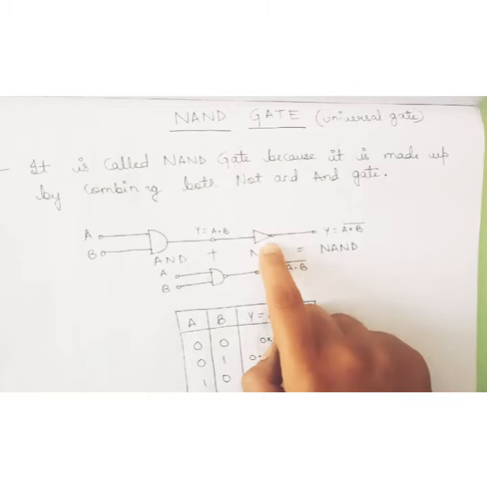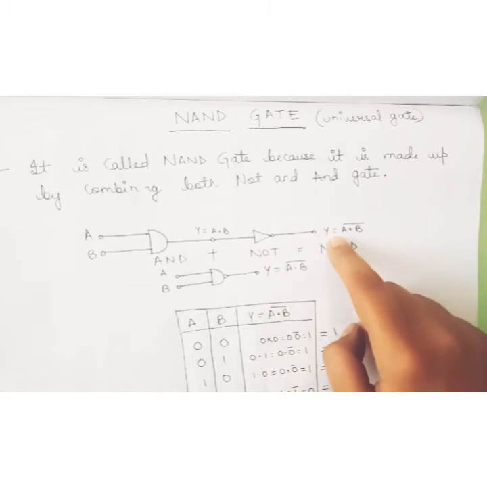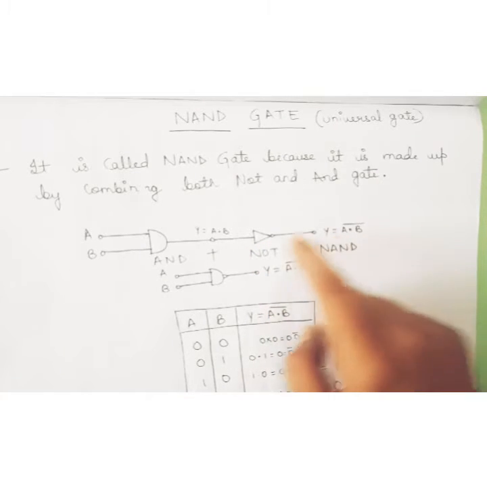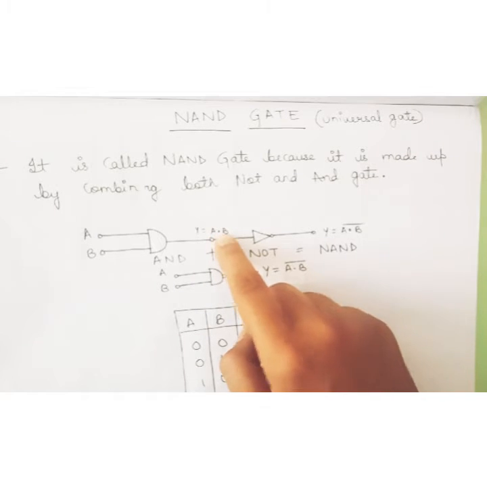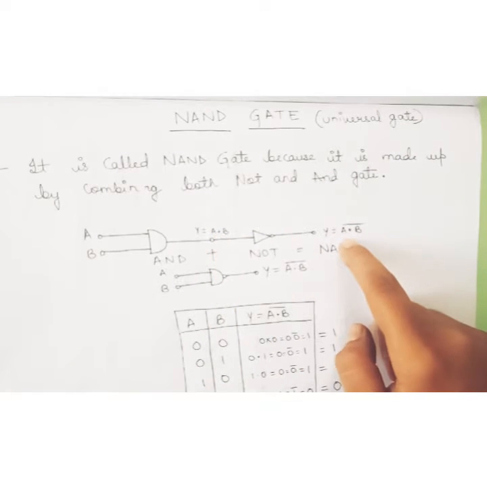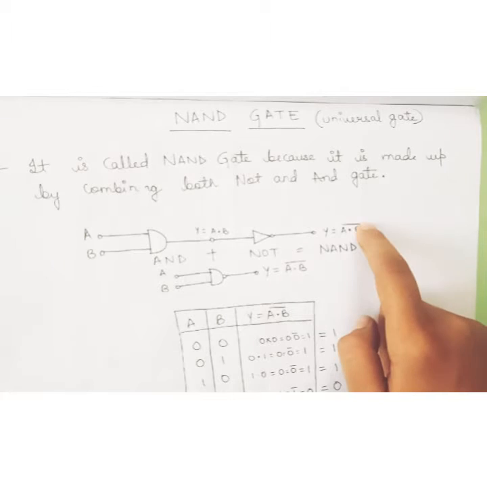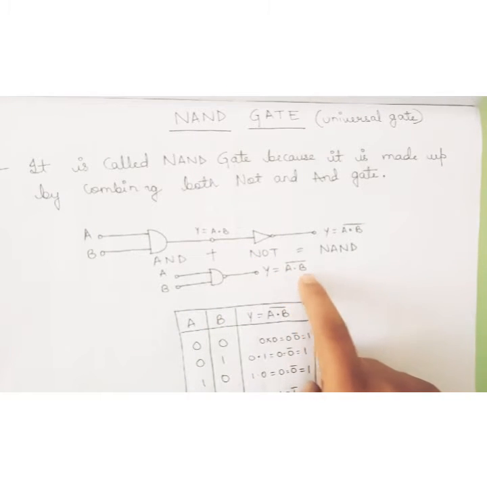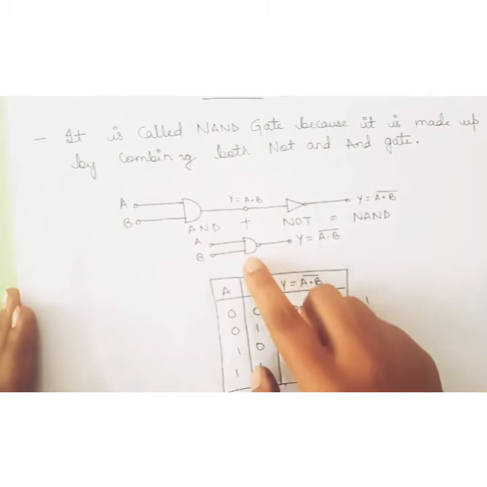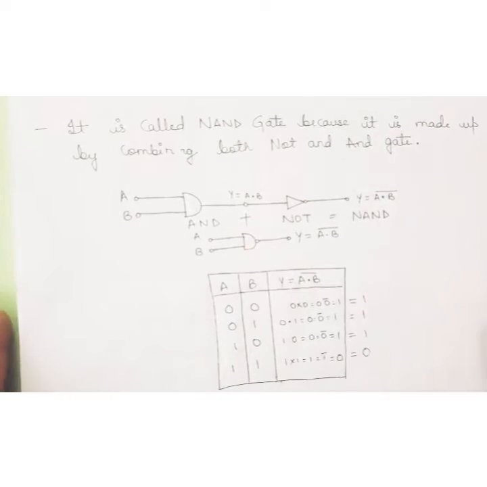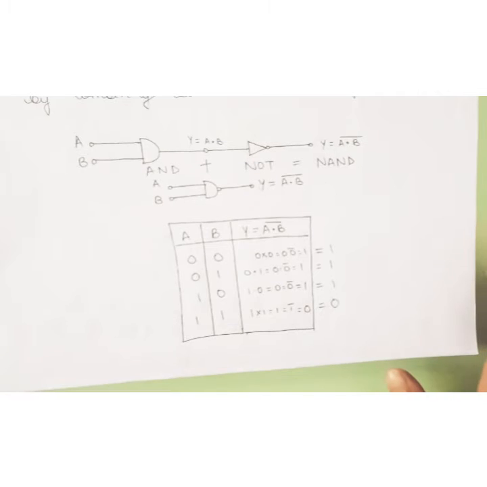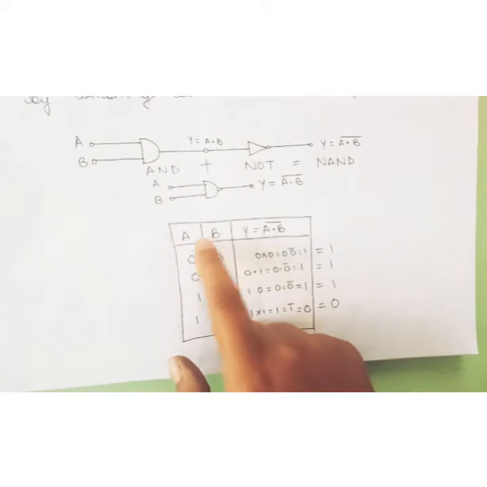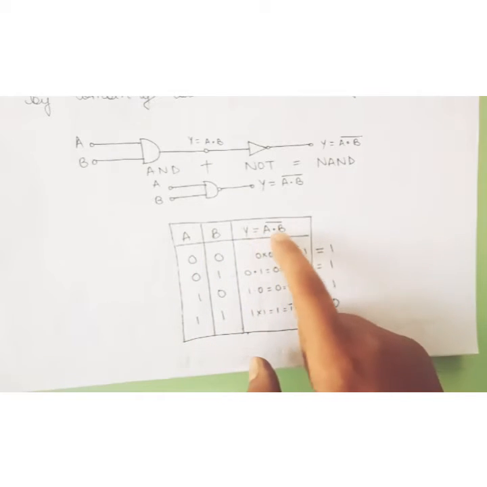So to the output of the AND gate, we have added a NOT gate, and the NOT gate complements its input. So the input here is A into B, and it complements the input, that is, A into B bar. So the output of NAND gate is Y equal to A into B bar. And this is the symbol of NAND gate. So here through the truth table we'll understand the operation. The inputs are A and B and the output is A into B bar.